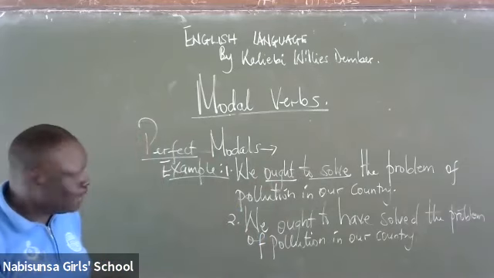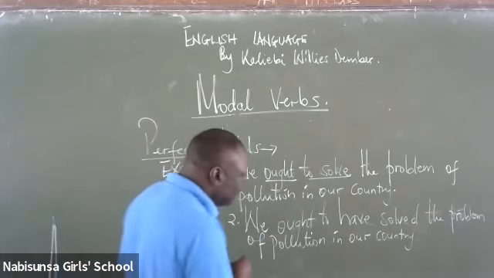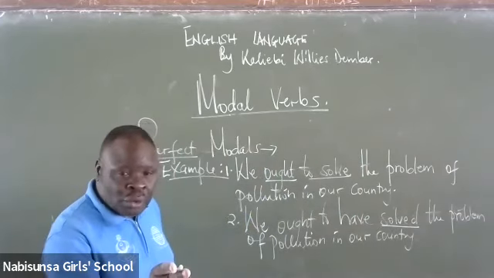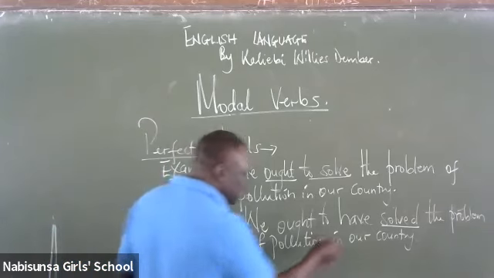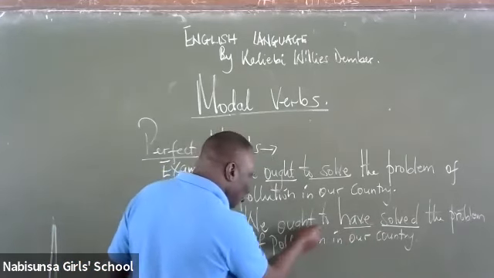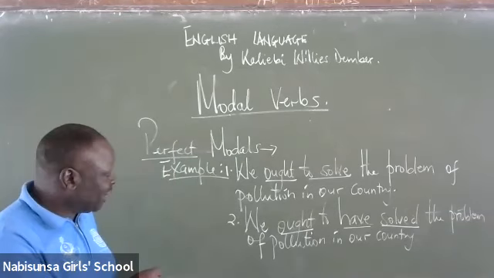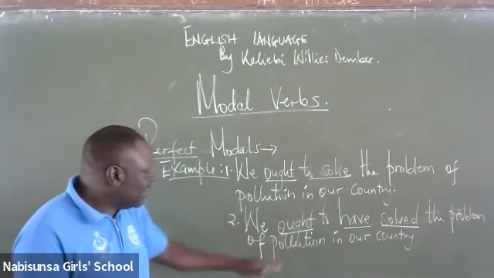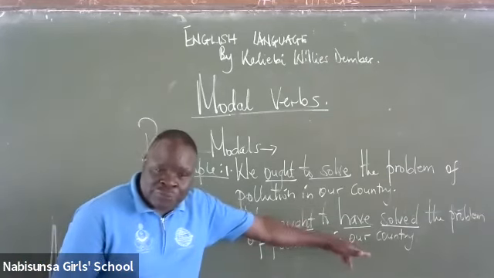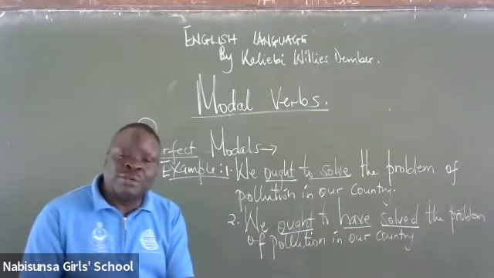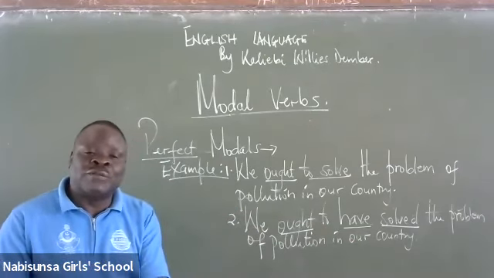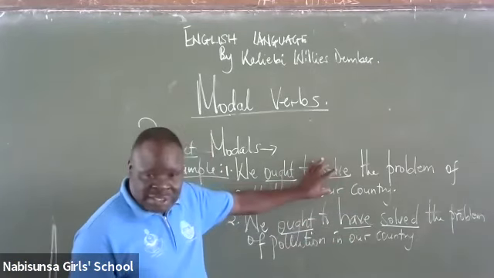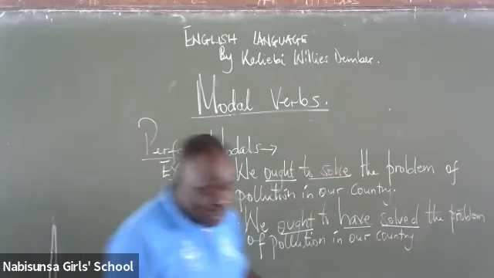That's the suggestion. Now, when we come here, we have still solved. Now, we have two auxiliary verbs. We have have, and we have ought. Is that very clear? So if we say we ought to have solved, that means the problem is still pending. We did not solve the problem. So this one brings a suggestion. Is that okay?